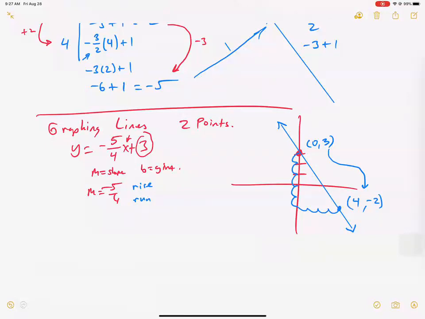You could count. Some people like counting. This is negative 1, negative 2, 1, 2, 3, 4. Hey, you can do that also, right? Negative 1, negative 2, 1, 2, 3, 4. Do that also. This is 4, negative 2.